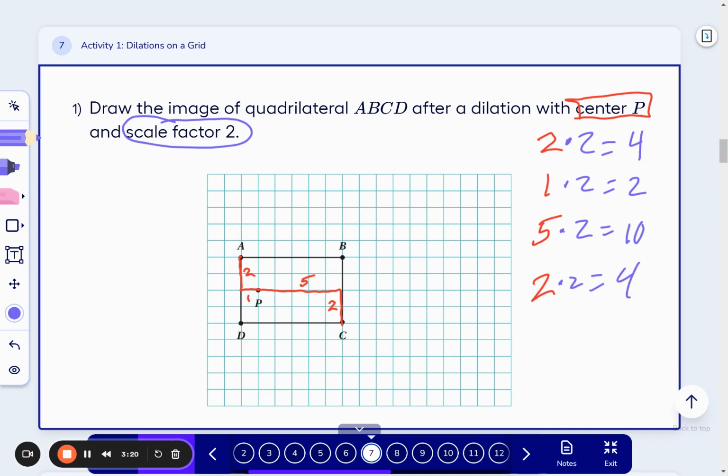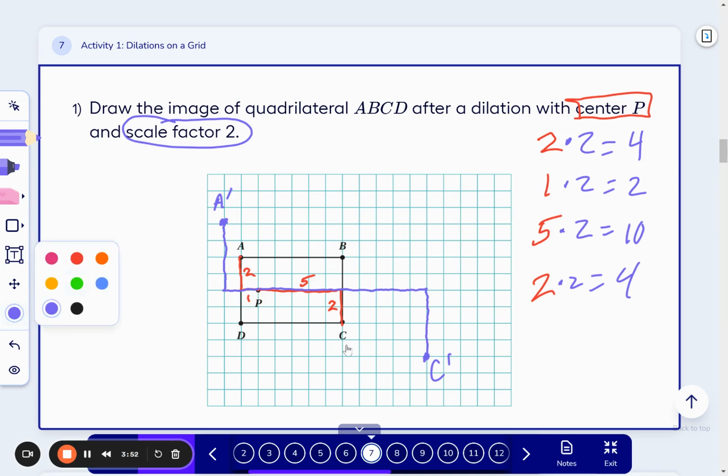So this 1 needs to become 2. So I go from the center out 2, up 4. So this is A prime. C prime: now go out 10. So that's 5, 6, 7, 8, 9, 10. And go down 4. 1, 2, 3, 4. That's C prime.